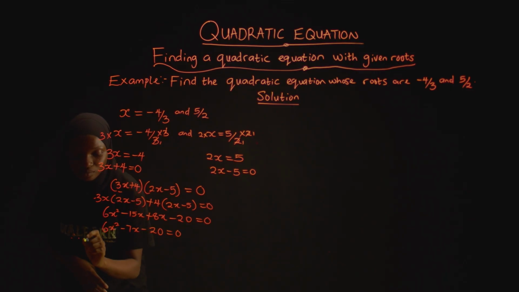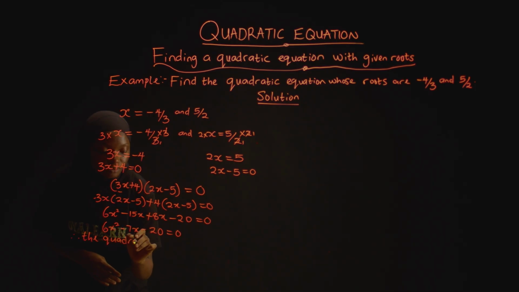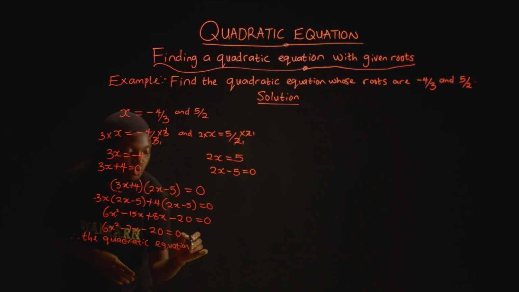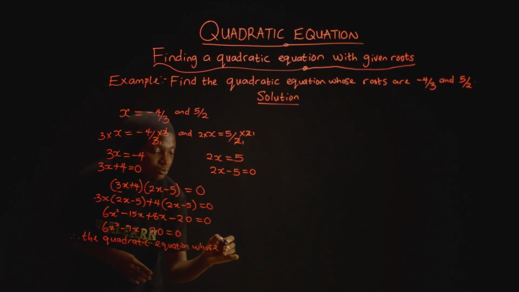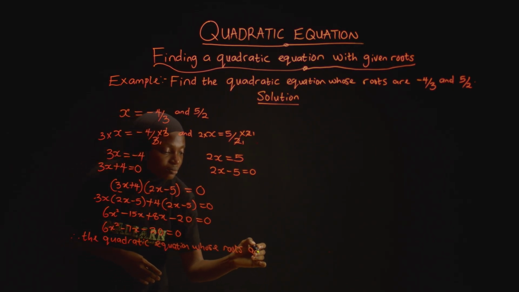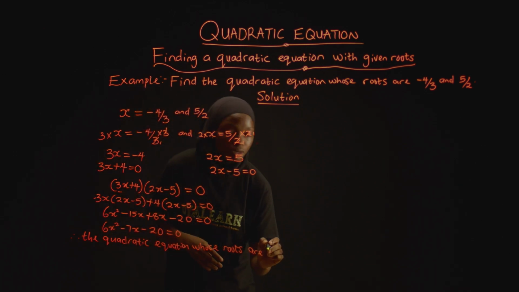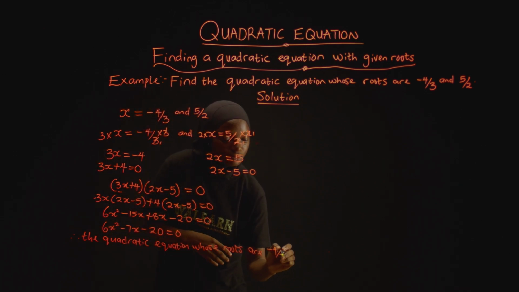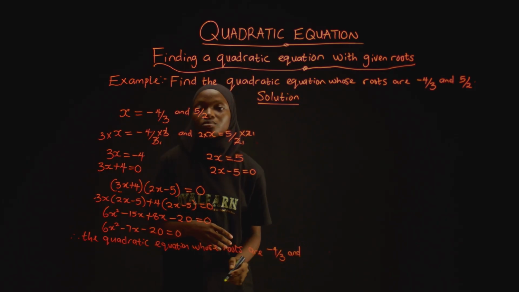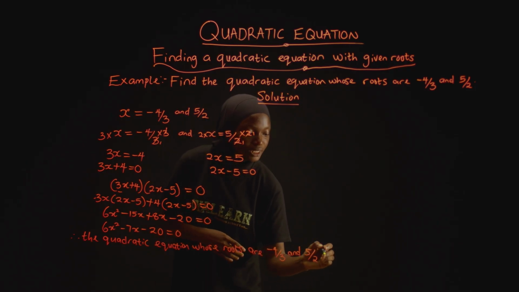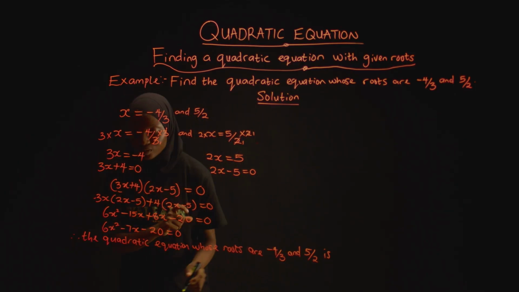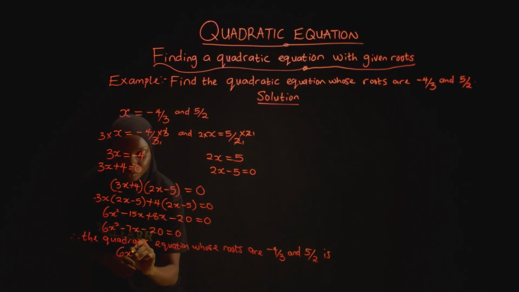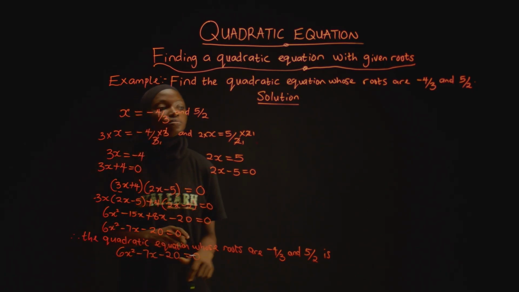Therefore, the quadratic equation whose roots are -4/3 and 5/2 is 6x squared - 7x - 20 equal to 0. Thank you.